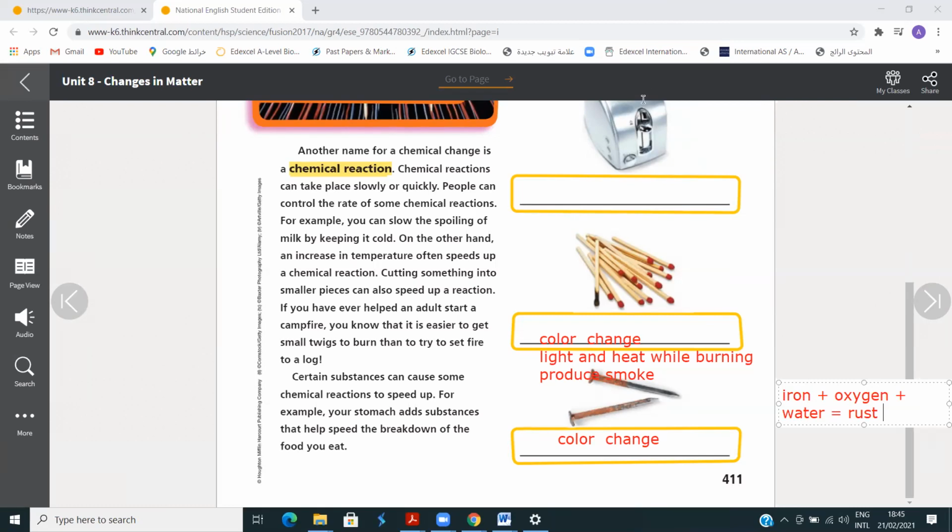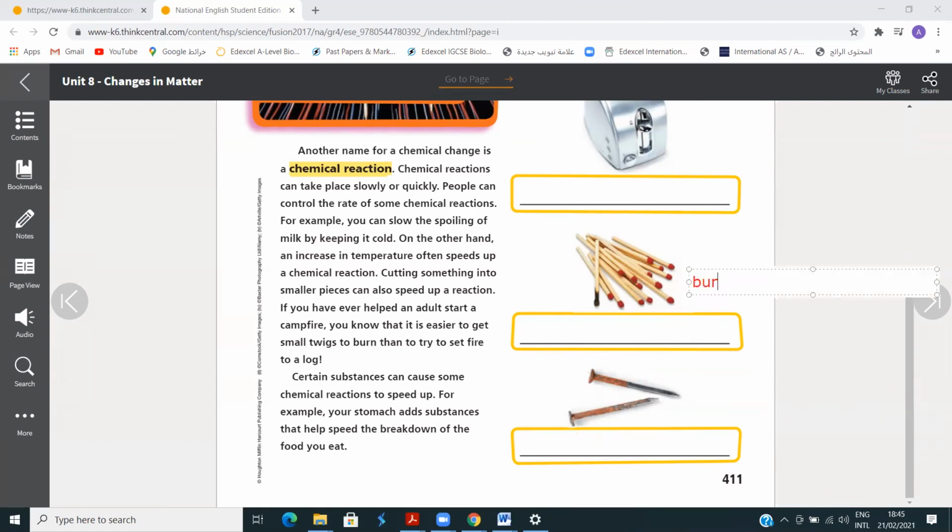If we consider another example, do you see this match? This is called burning, you know? Burning means the match burns with fire. That's the reaction with oxygen also, but just oxygen, not water, okay? Why no water?